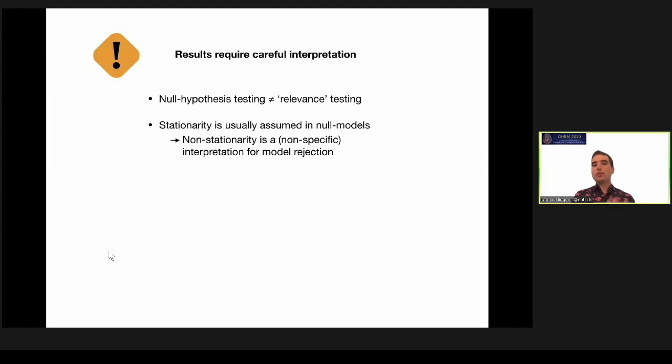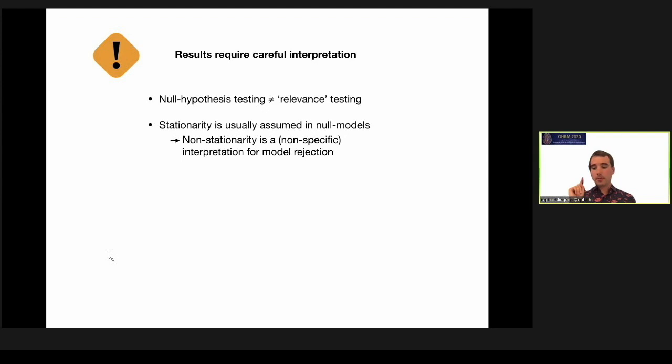So I would say don't pay too much attention to stationarity, but likewise, you should not interpret the results of a null model testing in terms of stationarity or non-stationarity only.